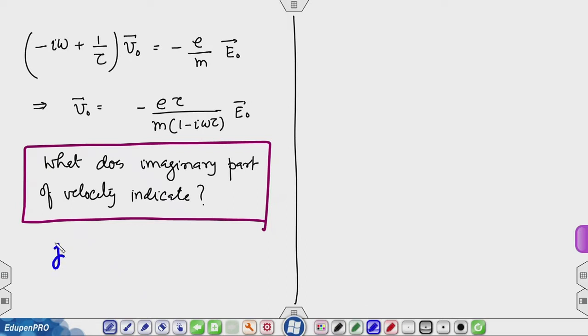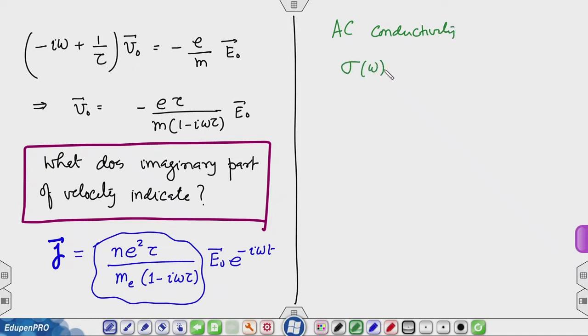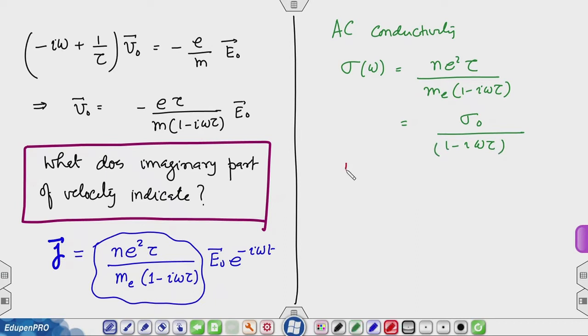Therefore, the current J is going to be equal to n e square tau over m electron, like it was earlier. Now, I have this new part, 1 over (1 minus i omega tau) E 0 e raised to minus i omega t. By definition, this part is the conductivity, and therefore, I have AC conductivity sigma of omega equals n e square tau over m e times 1 over (1 minus i omega tau), which is nothing but sigma 0 over (1 minus i omega tau). Sigma 0 is the DC conductivity.